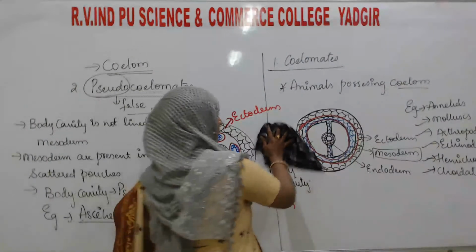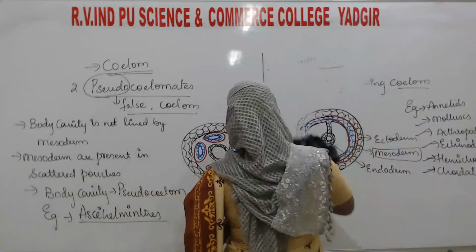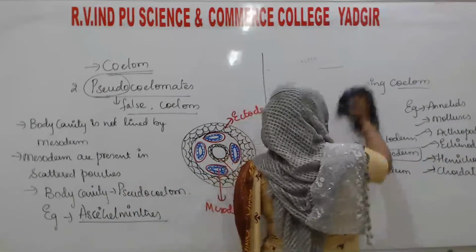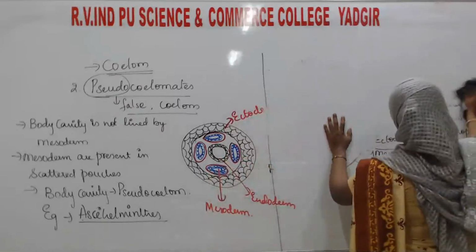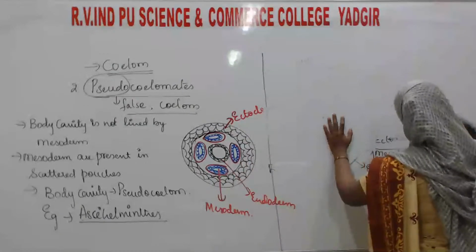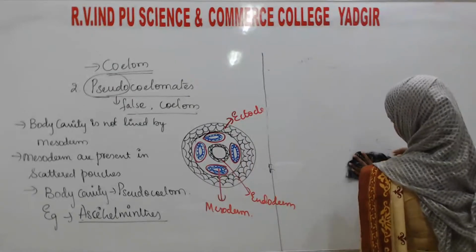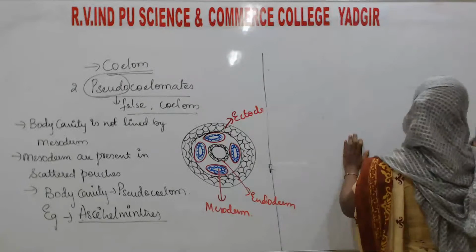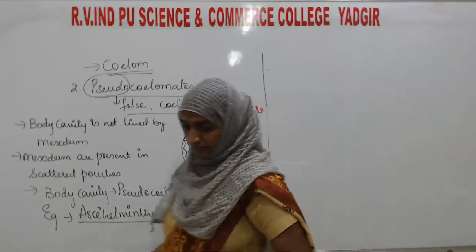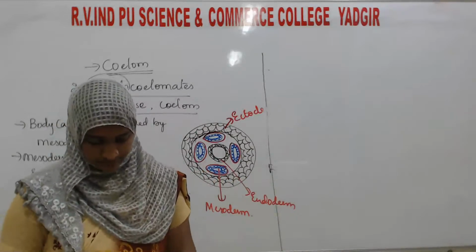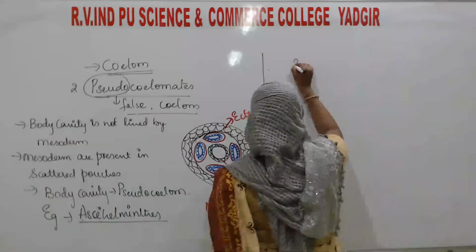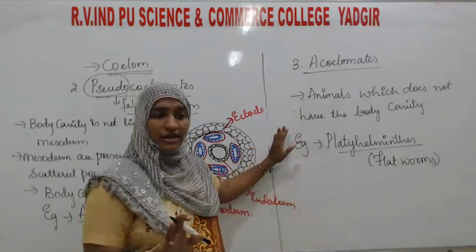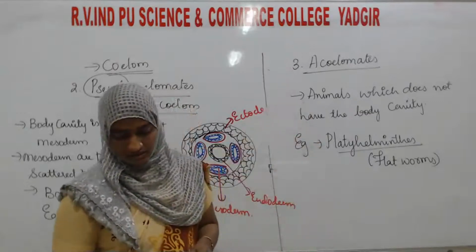So see here. Next, the third one. Okay, so in Platyhelminthes there is no body cavity. Such types of animals are known as the acoelomates.